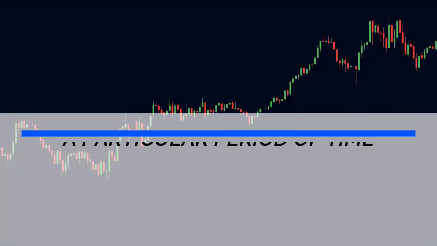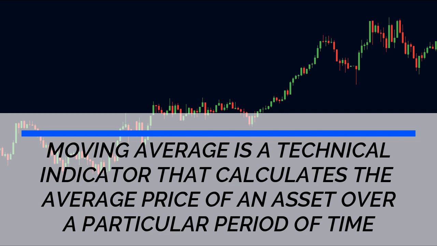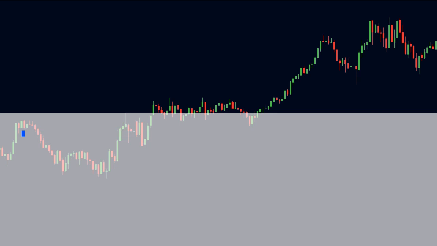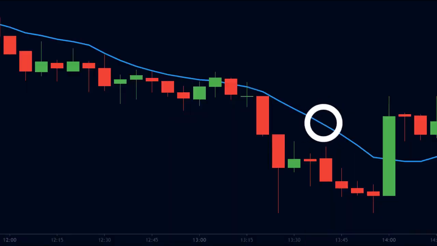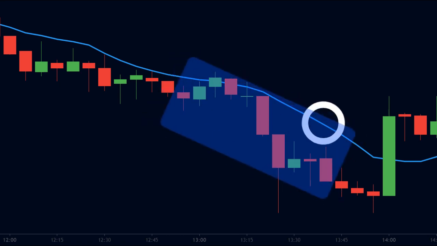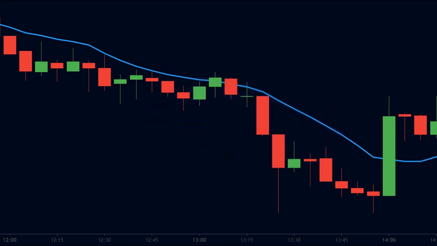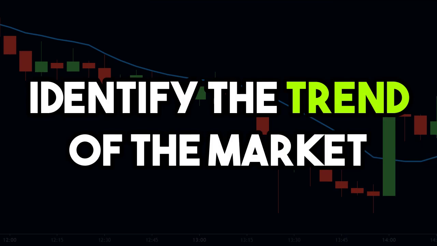Now, a moving average is a technical indicator that calculates the average price of a stock over a particular period of time. This means that a 10-period moving average will show the average close price over the last 10 candles. If you have seen my previous videos, you know how much I love the moving average. Moving averages are mainly used to identify the trend of the market.